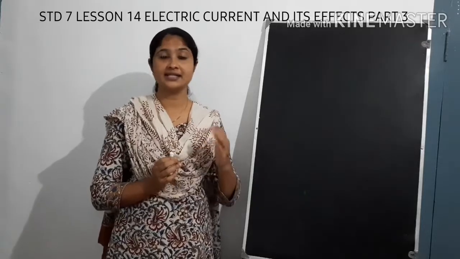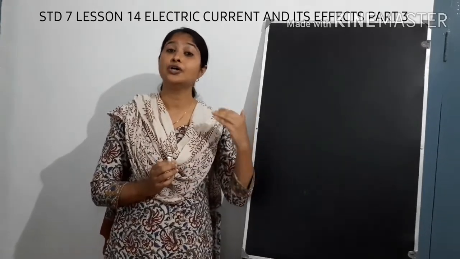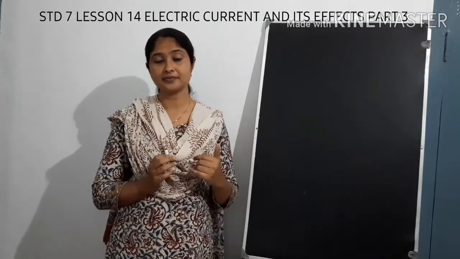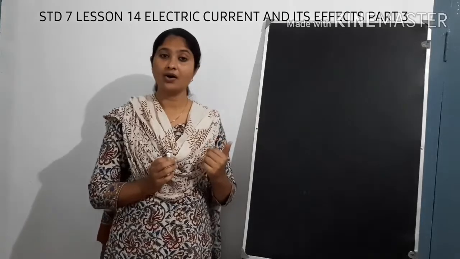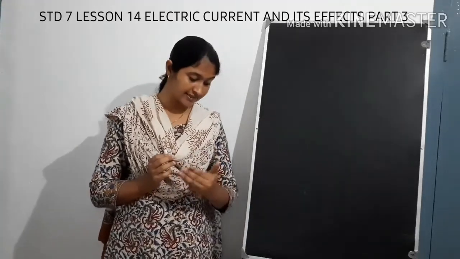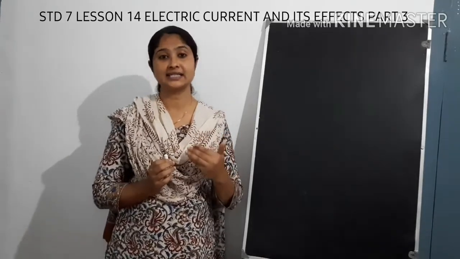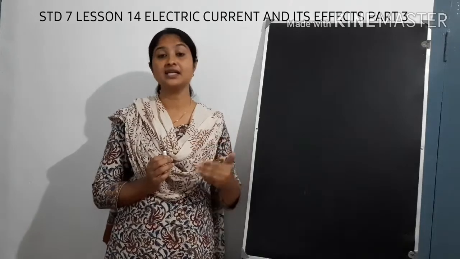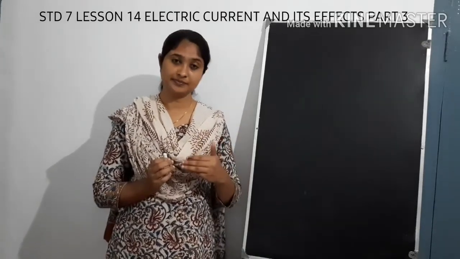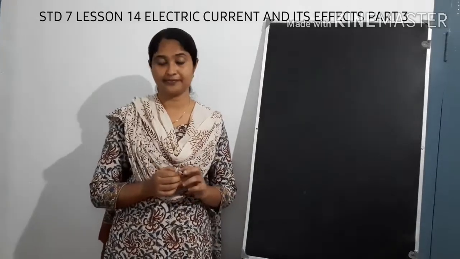So we know that these coils are examples used in the room heaters, then all the electrical appliances, iron boxes, kettles, in all those things, these elements are there, and we have seen how the heat is produced when electricity is passed through it.